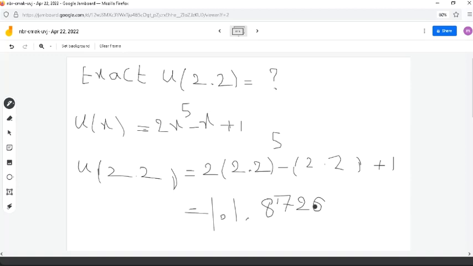Then, until now, we compute the exact solution and the approximate solution. And we have to compute the error. What about error? What about error? Please, what is the error? What is the error? Okay. Please describe.